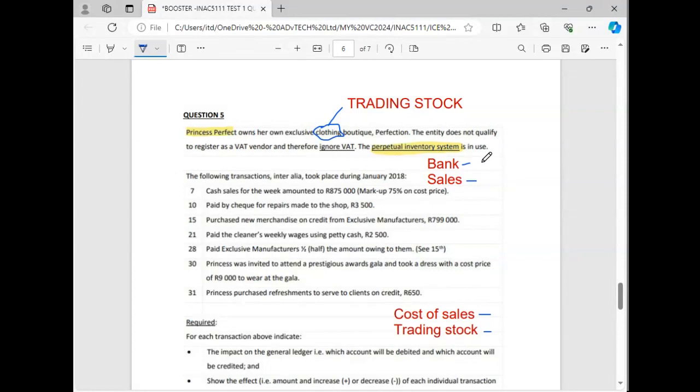So let's start with the ones on top. Bank, where does it fall? Under which group? Let me know on the screen. Asset, I agree. What about the sales? Perfect. Thank you so much. Sales are incomes. Can you see that's how you analyze?